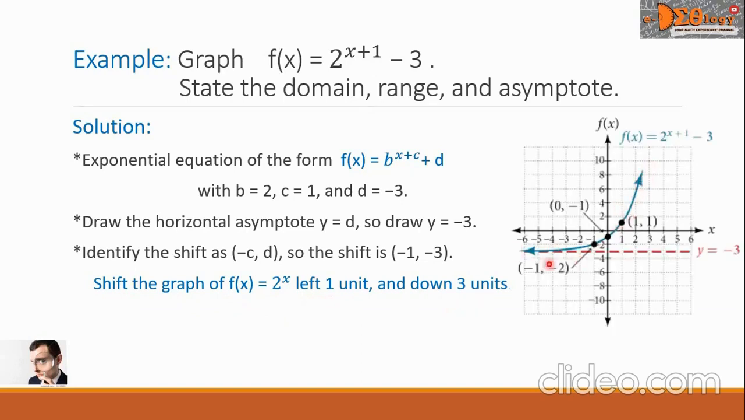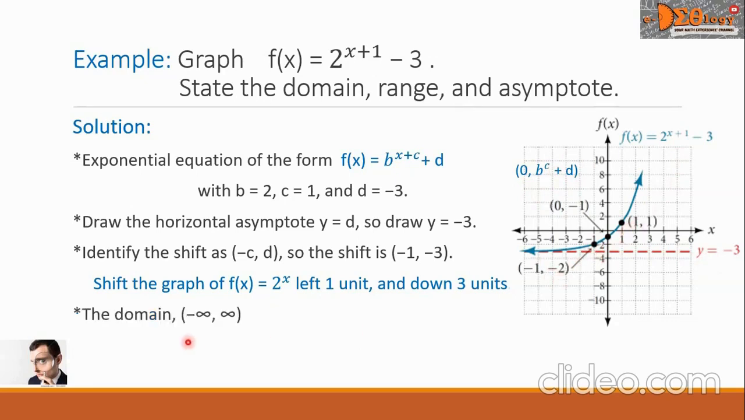This is now our beautiful graph. By the way, this red broken line is the horizontal asymptote. That is y equals negative 3. Our y-intercept now becomes 0, negative 1. It comes from our quick formula 0, comma, b raised to c plus d. We have here two more points of the graph, 1, 1 and negative 1, negative 2.